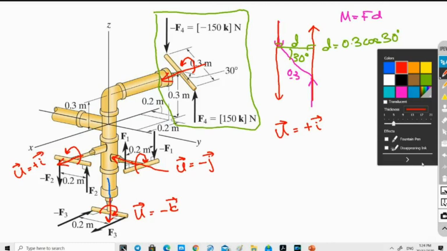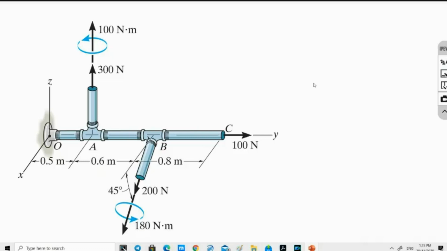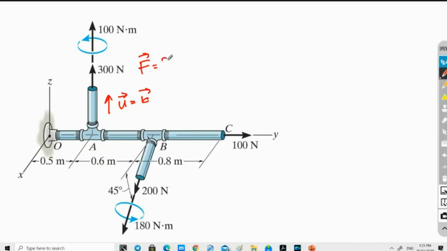All right, so done with this. Let's go for the next question if there's any. All right, so same here. In this case, the unit vector should be obvious, right? In this case, the unit vector is positive k. So if you want to find the vector for this one, it is straightforward. It is just 300 k positive, in this case 100 k, right? In this case Newton meter, and in this case Newton.